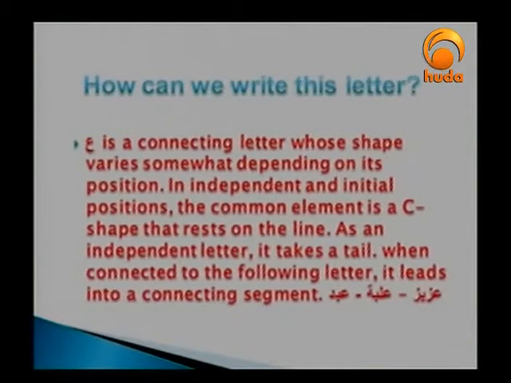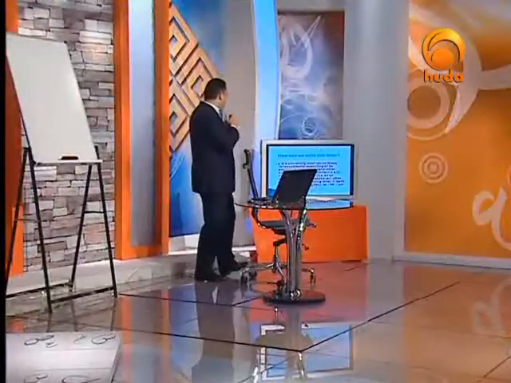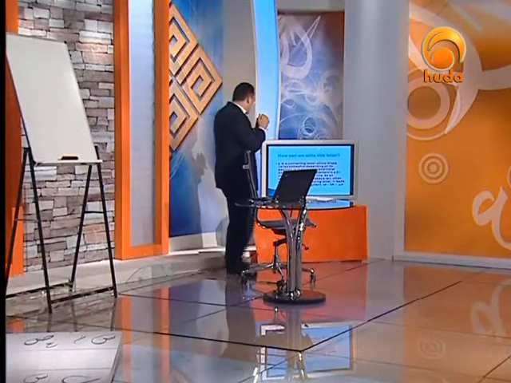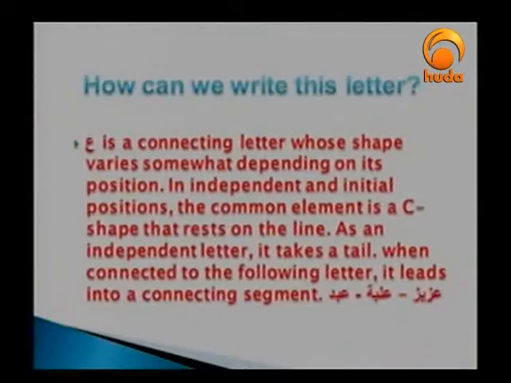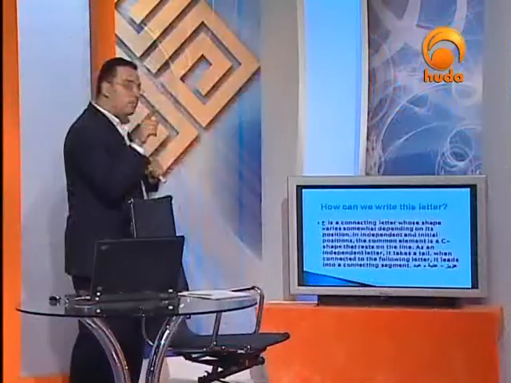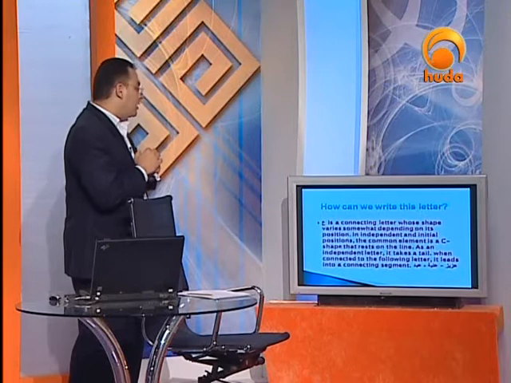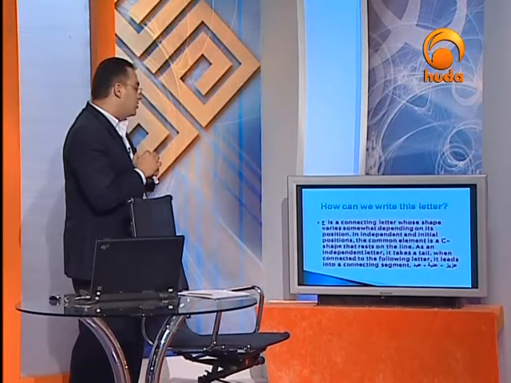I would tell you here something: in ayn we have a tail. It's probably the same tail that can be found in jim, ha and kha. In independent and initial positions, the common element is written in this way. It could be close to C, but it's not like C, by the way. The element is a C shape that rests on the line. As an independent letter, it takes a tail. When connected to the following letter, it leads into a connecting segment.